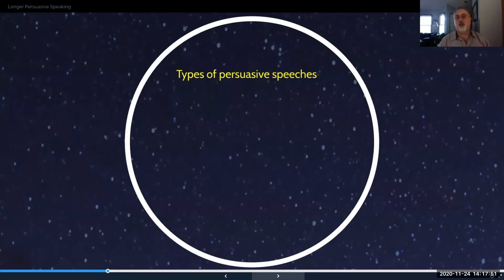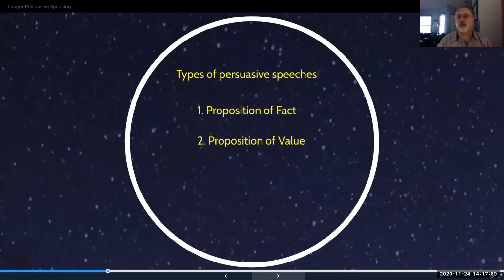Now, as far as persuasive speeches go, there's really three main types that we look at. There's a proposition of fact, a proposition of value, and a proposition of policy, and you approach each one of them a little bit differently. So we're going to look in detail at all three of these.